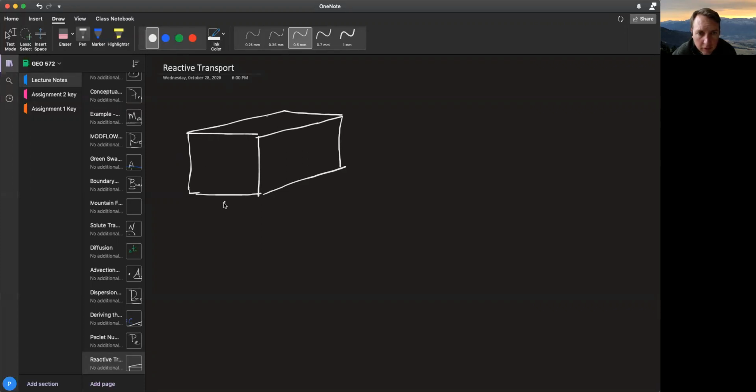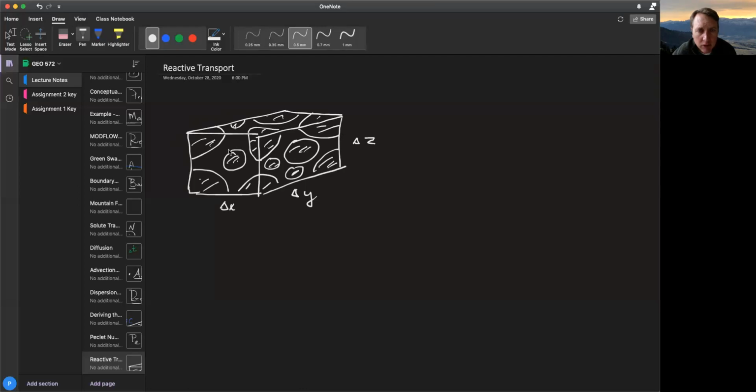Okay, so we got our REV. It has dimensions delta X, delta Y, delta Z. And we're going to draw in some sediment grains here, because our REV is an REV of porous media. All right, so we've got sediment grains here. And when we think about reactive transport, it's important for us to think about the phases that we have in our porous media.